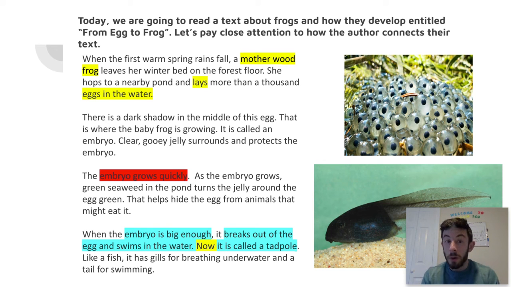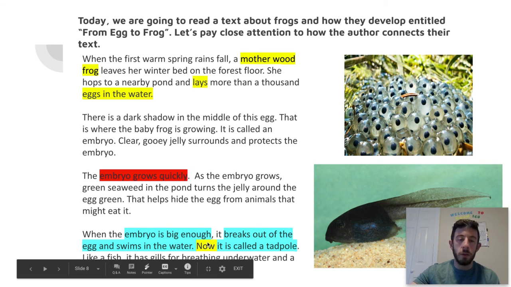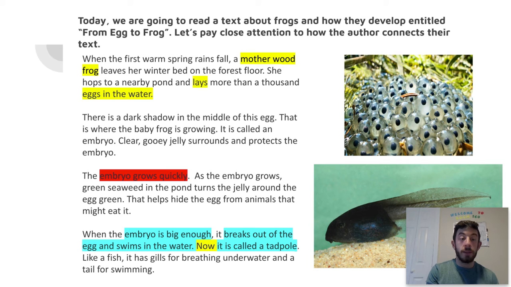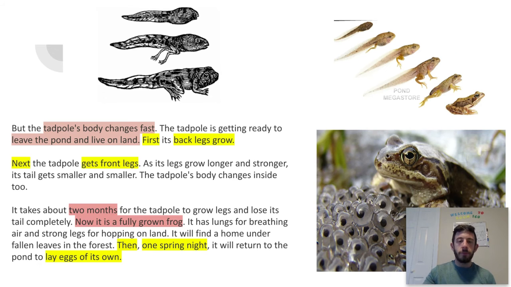The embryo grows. The embryo, when it's big enough, breaks out of the egg and swims in the water. But then the author also uses the word "now" to say now it is a tadpole. So they're also saying, okay, now it's a tadpole. Like a fish, it has gills for breathing and a tail for swimming. So he's comparing an egg to a tadpole as well.